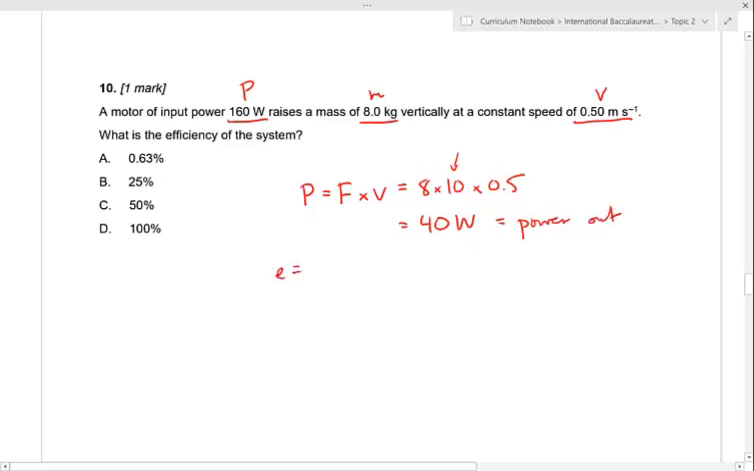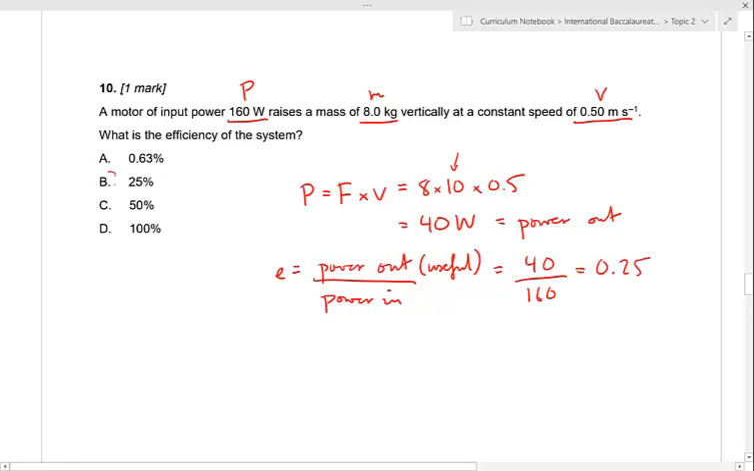Efficiency is equal to power out over power in. This is the useful power out, which is 40 over 160, which is 0.25, and we're to state that as a percentage, it's B. Okay, so those are the multi-choice questions and the reasoning for how to answer them.